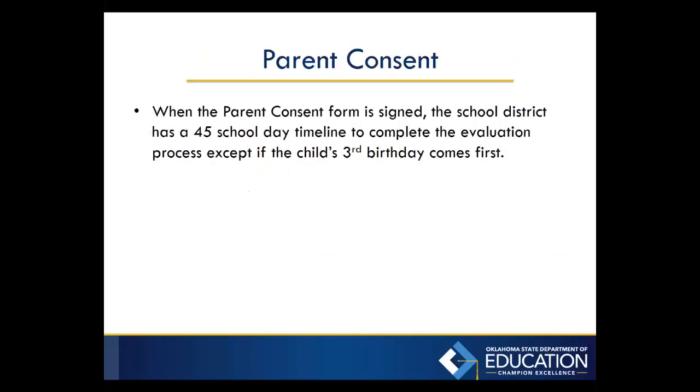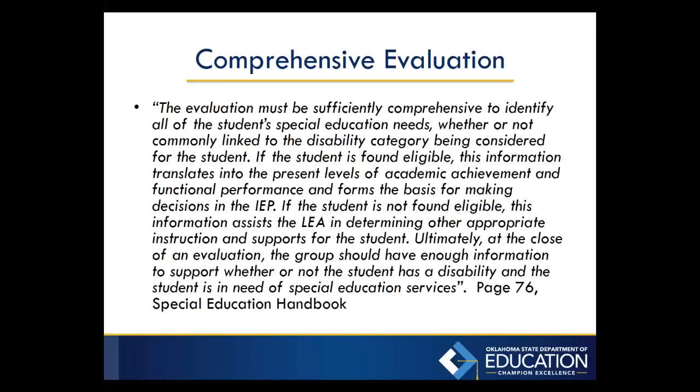Again, we want to let you know that parent consent, even with 2-year-olds going to be 3, has the 45-day timeline for school days. And then say we've done the review, we completed it, we've got all the information, we got a parent consent form signed, and then at that time, you're going to look for a comprehensive evaluation.